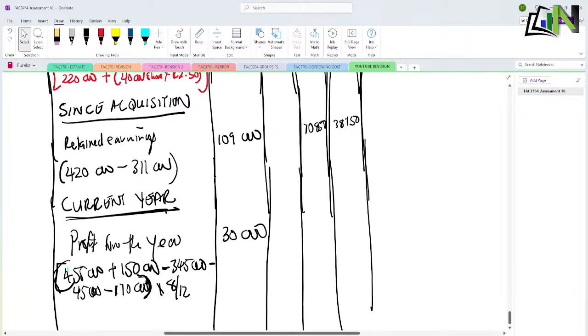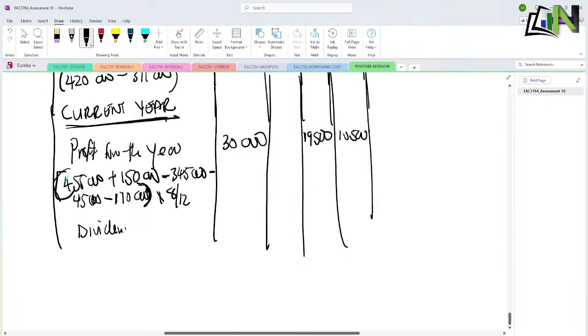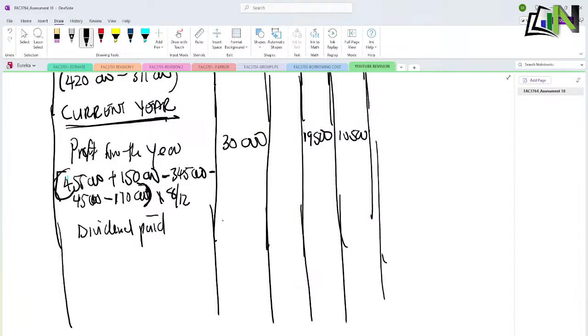So we multiply this by 65%. We still had 65%. So the parent side is 19,500, and the NCI will get 35% of that, which is 10,500. Don't forget dividends paid. It was 5,000. We saw that already. We share the 5,000 times 65%, which will be 3,250, and then the NCI is going to be 1,750. All right, at this point in time we are done.